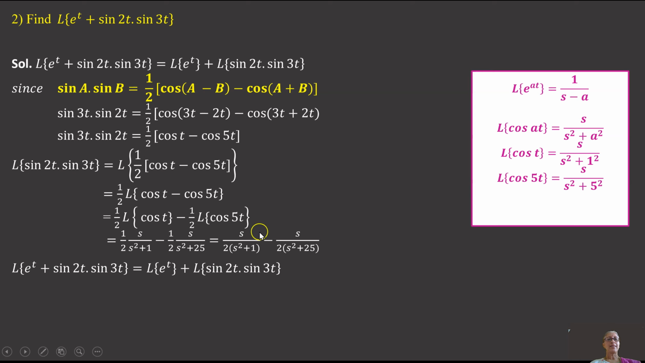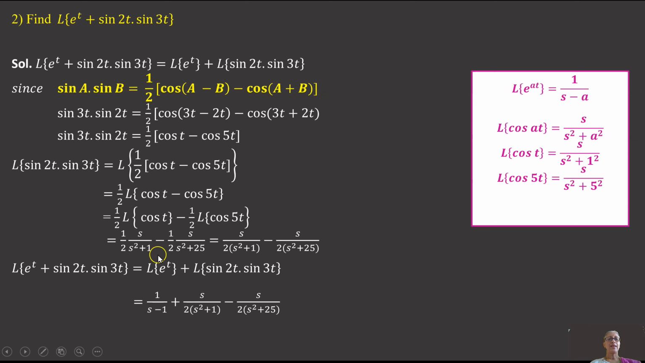Now this is Laplace transform of sin 2t into sin 3t. But here in this question, one more term is there, e power t. So Laplace transform of e power t plus sin 2t into sin 3t equal to Laplace transform of e power t plus Laplace transform of sin 2t into sin 3t.